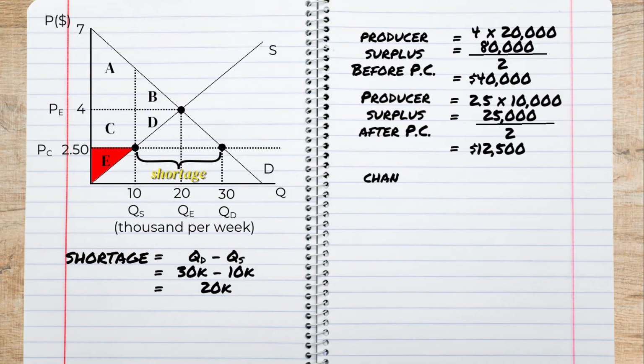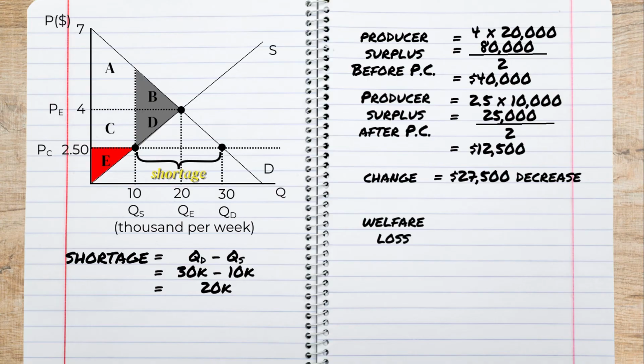We can then subtract the two figures together and find that producer surplus has decreased by $27,500. For the welfare loss, we need to find the areas of B plus D. So that'll be a height of 5.5 minus 2.5, or 3, times the base, which is going to be the equilibrium quantity of 20,000, minus the quantity supplied of 10,000, which is 10,000 units. That equals 30,000, and then we divide by 2, and we get a welfare loss of $15,000.